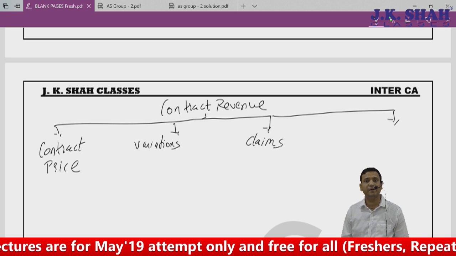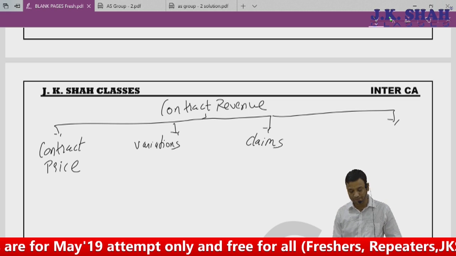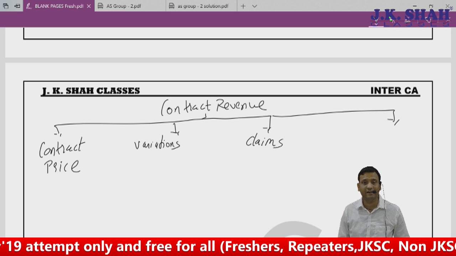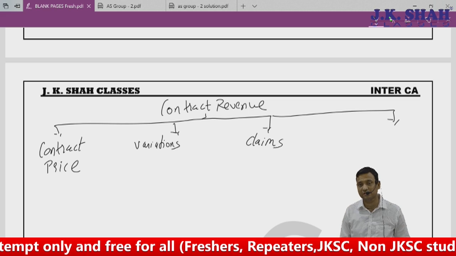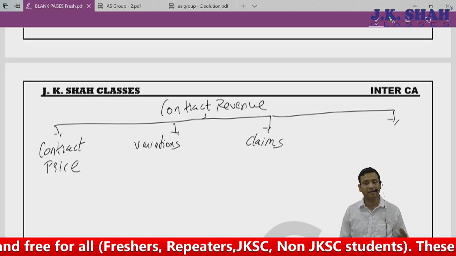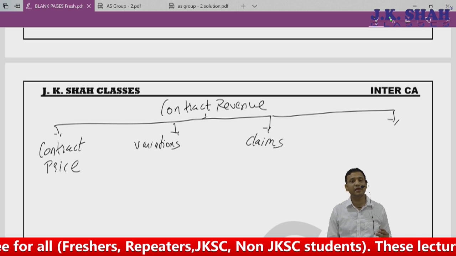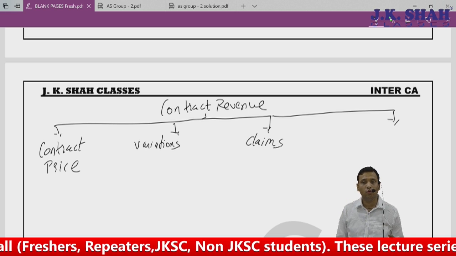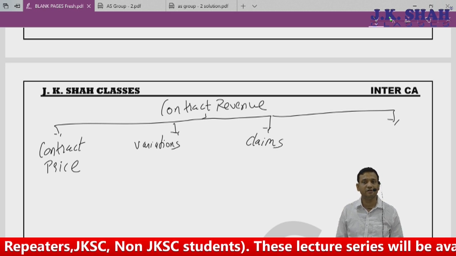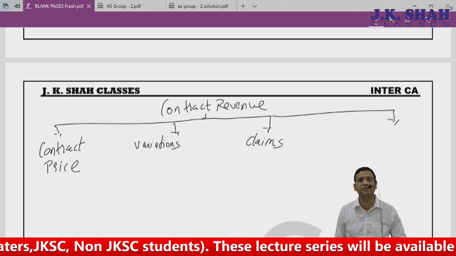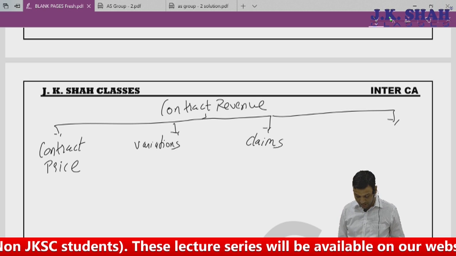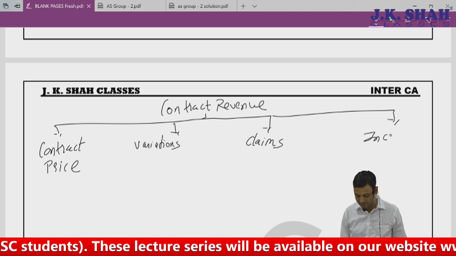Claims. Now what do I mean by claims? Claims means due to some kind of inefficiency on the part of contractee, the contractor has to suffer some damage. So this damage will be recovered from the contractee. That is nothing but claims. But remember, claims can be recognized as a revenue only if it has reached the last level of negotiation and it is certain that the claims will be entertained. Just because I make a claim does not make it a revenue. Then the last, incentives.